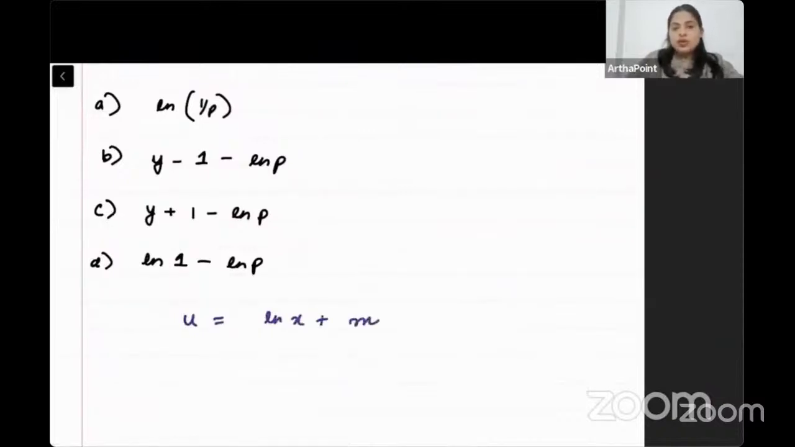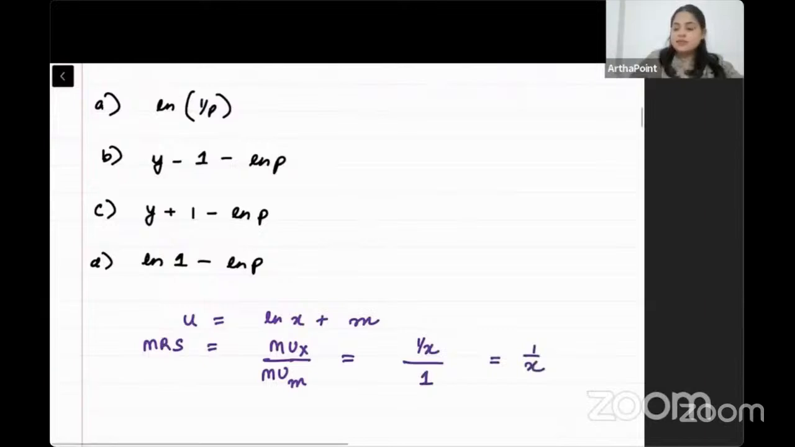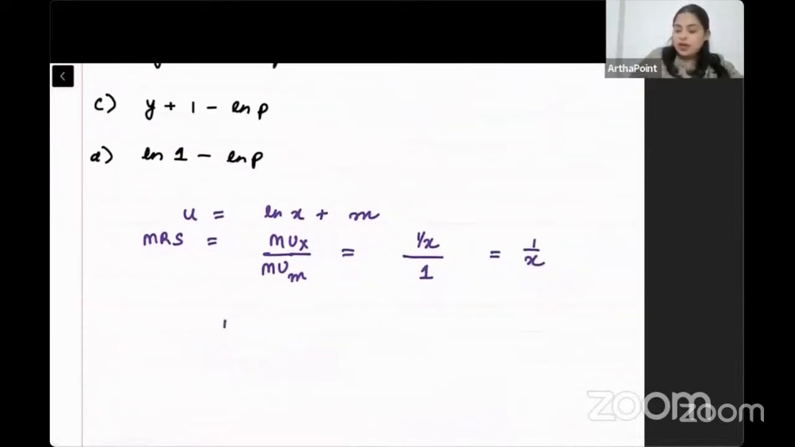This is your utility function. Try to find out the MRS in this case. It will be MUX by MUY. There is no Y here; the other good is being called M. When you differentiate with respect to X, you will get 1 by X. When you differentiate with respect to M, you will get 1. So your MRS will be 1 by X. You have to equate your MRS to the price ratio.